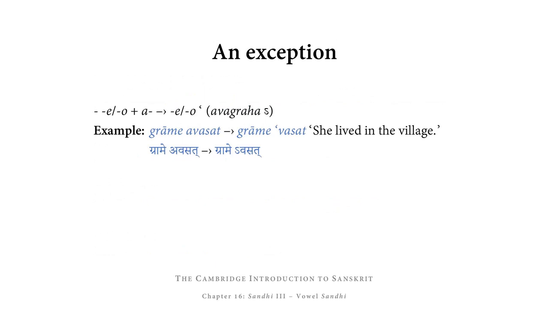There is one exception to the rule concerning sandhi of final complex vowels, and that is if we have an e or an o at the end of a word and a short a at the beginning of the next word. What happens is that the e or the o remain the same, and the a is dropped in pronunciation, but still represented in writing by means of the avagraha symbol, which in Devanagari looks basically like a capital S, and in transliteration usually is represented by an apostrophe. So grame awasat, she lived in the village, would become grame 'vasat. And you can here also see what that would look like in Devanagari.